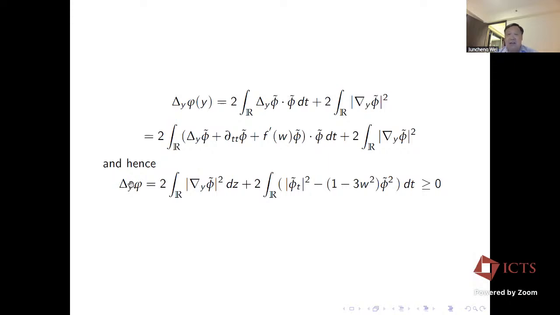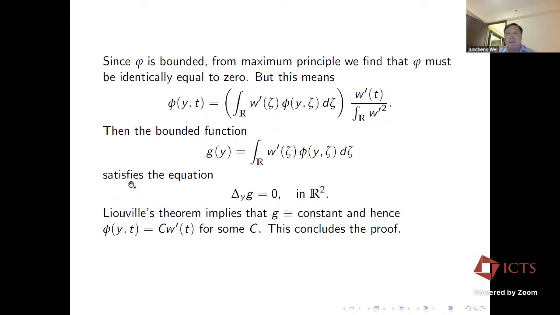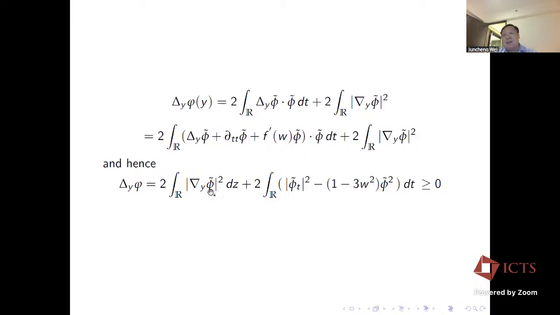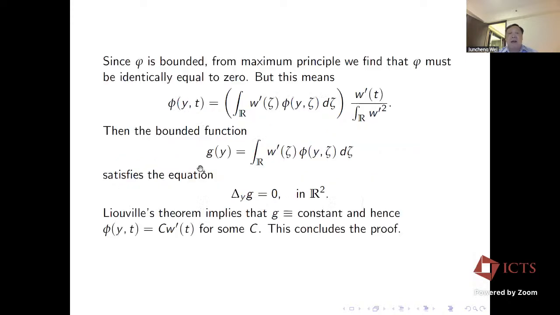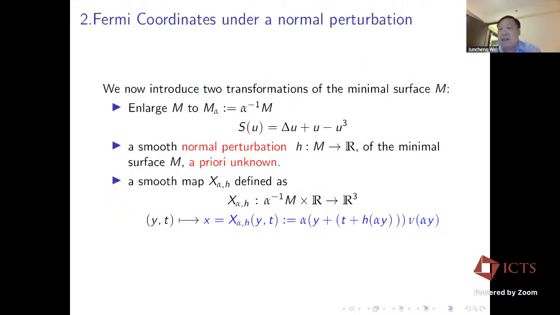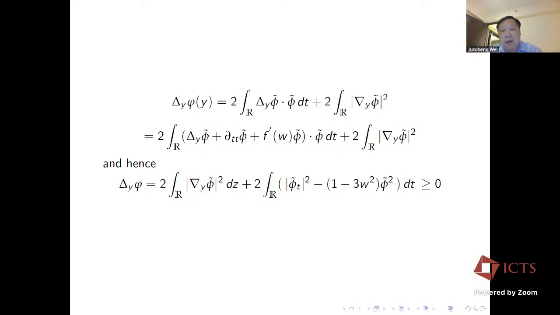But phi is non-negative. So by the maximum principle, the orthogonal part must be 0, because this is a superharmonic function and is non-negative. And so phi can be decomposed into w prime times some function. And this function turns out to be a harmonic function in R2. So the only solution is constant. Right? So this gives the proof. Okay, so this part is relatively easy because our problem is stable.